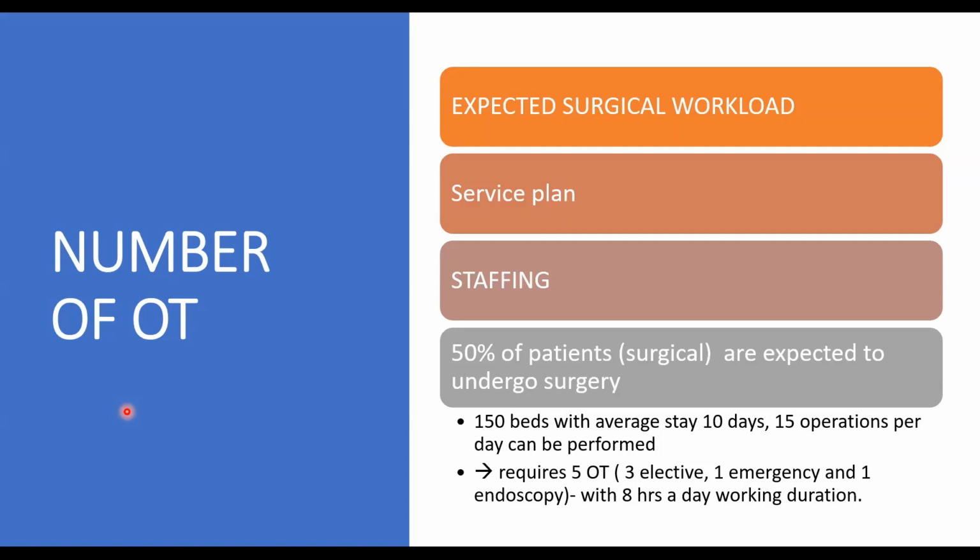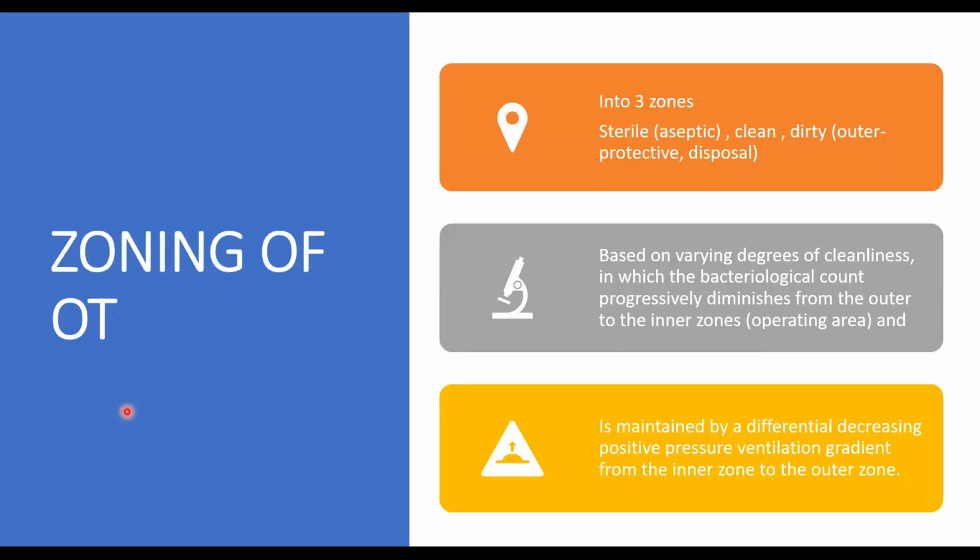And it also depends on the type of surgery you want to do, so it can vary as well. The operating theatre is zoned into 3 zones. Some sources mention 4 zones, but anyway, the most important thing is that the zones are according to the degree of cleanliness, and depend on the bacteriological count of the respective zone.